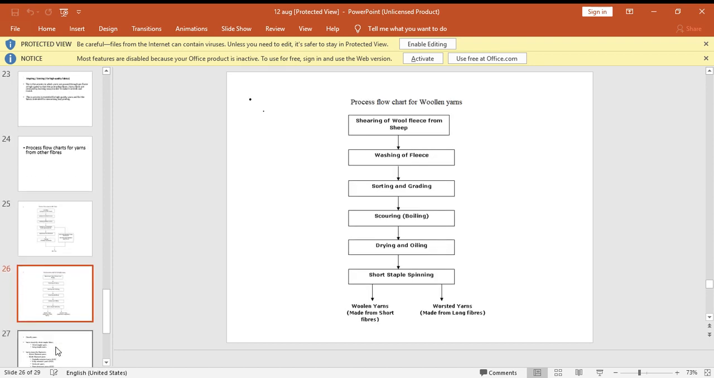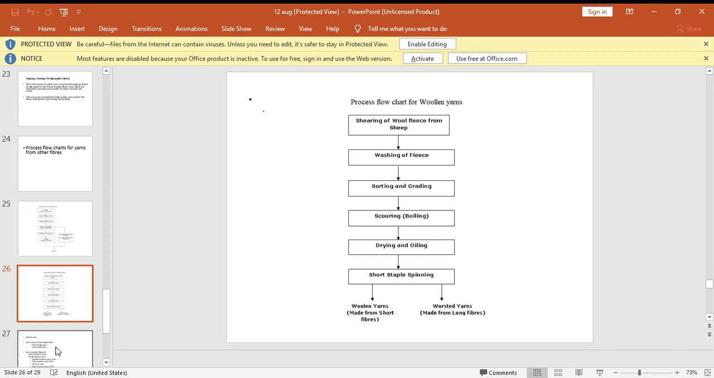Then the next flow chart, the process flow chart for woolen yarns. First is shearing of woolen fleece from sheep, then washing of fleece, then sorting and grading, then scouring. Scouring is also boiling. Then drying and oiling, then short staple spinning. Again, short staple spinning is divided into woolen yarns and worsted yarns. Woolen yarns are made from short fibers and worsted yarns are made from long fibers.